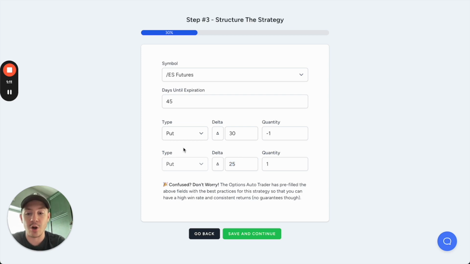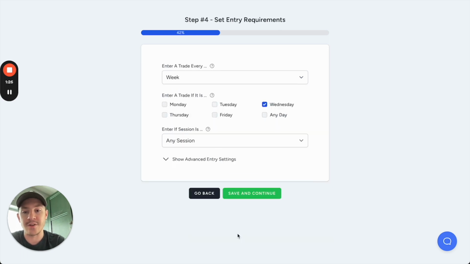Again, if you want to change it to a call credit spread, you can. But again, your 30 delta and your 25 delta for those levels. If you want to change that, you can. If you want to do it based on dollar distance away, like $20 away from the current price, you can. But we'll stay with 30 delta and 25 delta.